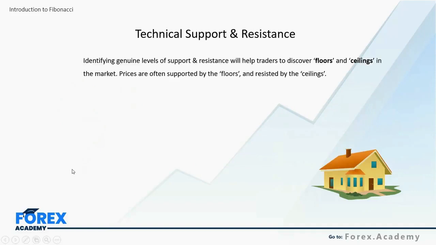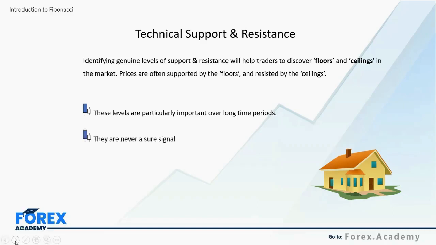Let's discuss our Fibonacci levels as technical support and resistance for a moment. In identifying genuine levels of support and resistance, this obviously helps traders to discover both floors and ceilings in the market. So these prices are often supported by floors and resisted by the ceilings. Just like our house there, we have an image of the house where the floor is actually supporting, say, your body weight and everything in the house, and the ceiling would be resisting anything from the outside, perhaps weather or rain, anything like that, a downward pressure on the house itself.